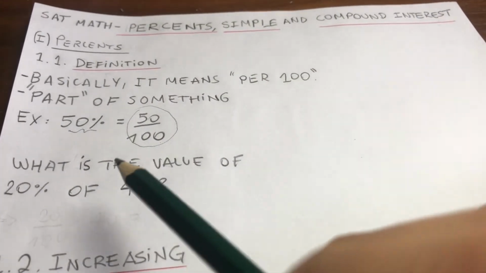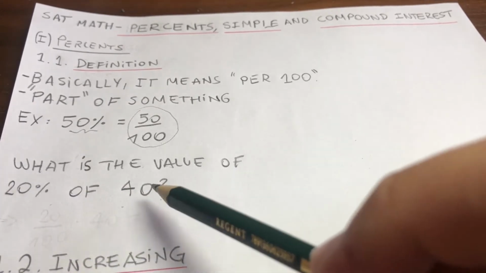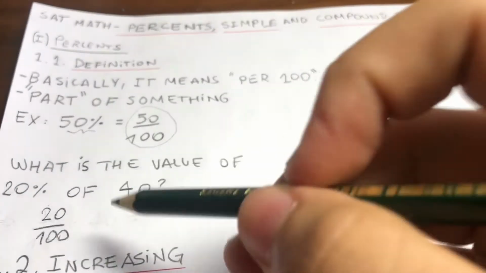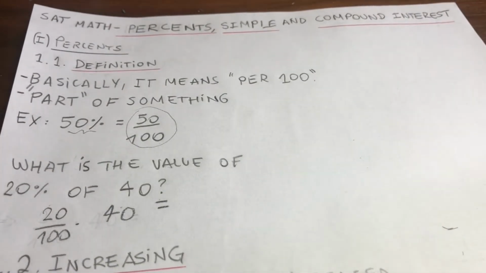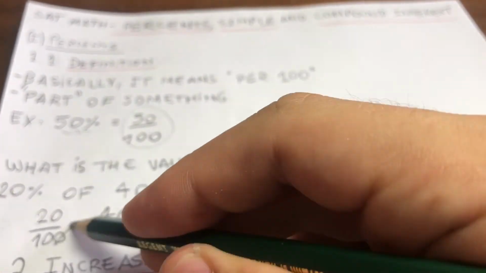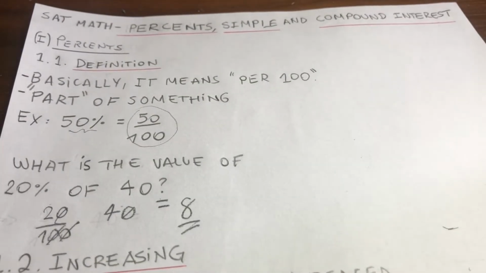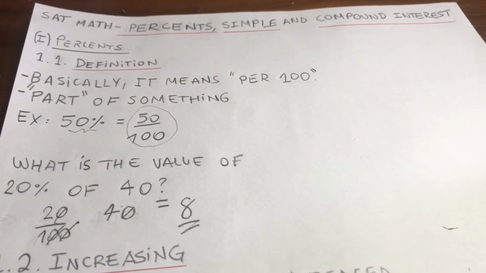Great, so an example: what is the value of 20% of 40? It's super easy. You have 20% multiplying 40. And that's equal to, just cut zeros here, and you have 8. Well, it's basically 0.2 multiplying 40, and that's equal to 8.